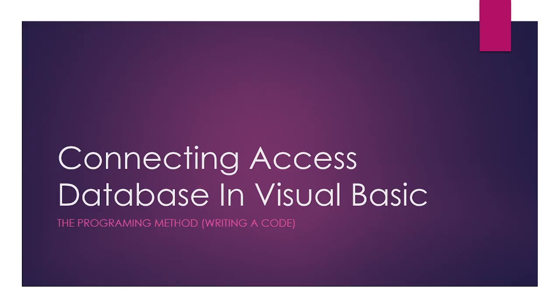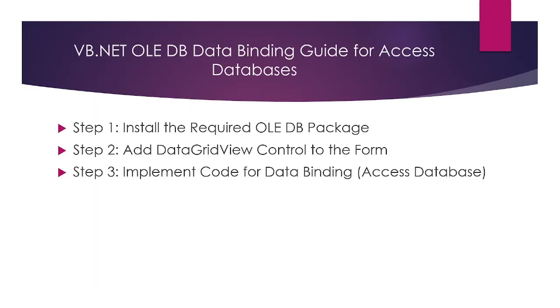So we are going to make use of the DataGridView control and then program our way in to get this to work. Remember, we are using Access. All right, so in our code, whatever we are going to do is basically for Access. If you use MySQL or SQL Server, you have to modify the code a bit to suit whatever database you are going to use. All right, so in doing that, we are going to follow three simple steps.